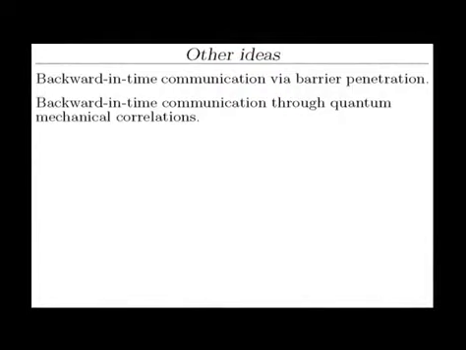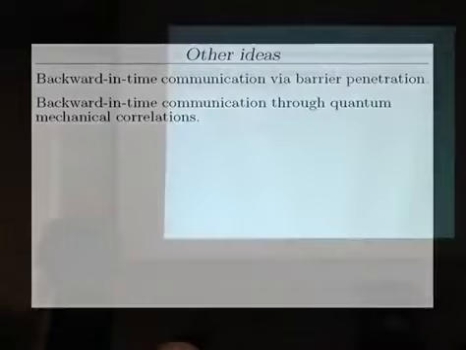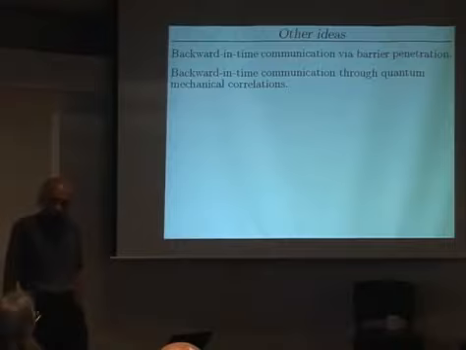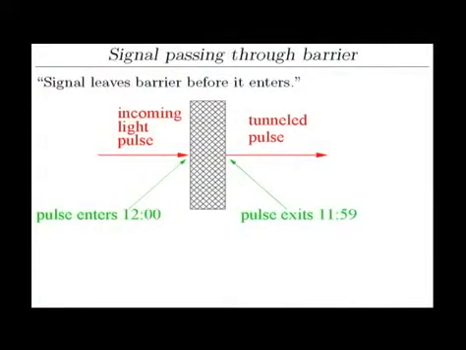All right. Let me move on from time travel in relativity to some other ideas that have been proposed about how we might go backward in time not using relativity. One is called barrier penetration. One is using quantum mechanical correlations. Let me say a few things about these ideas, both of which I think do not work.